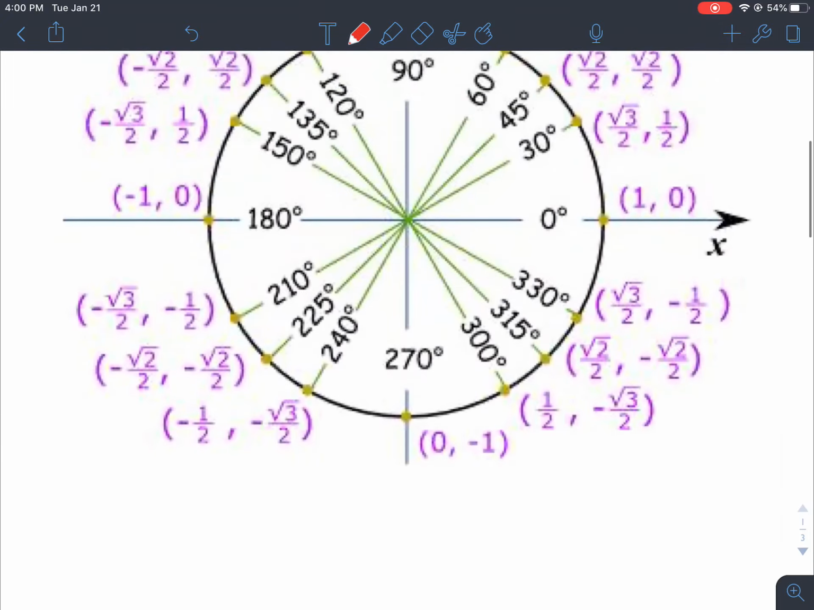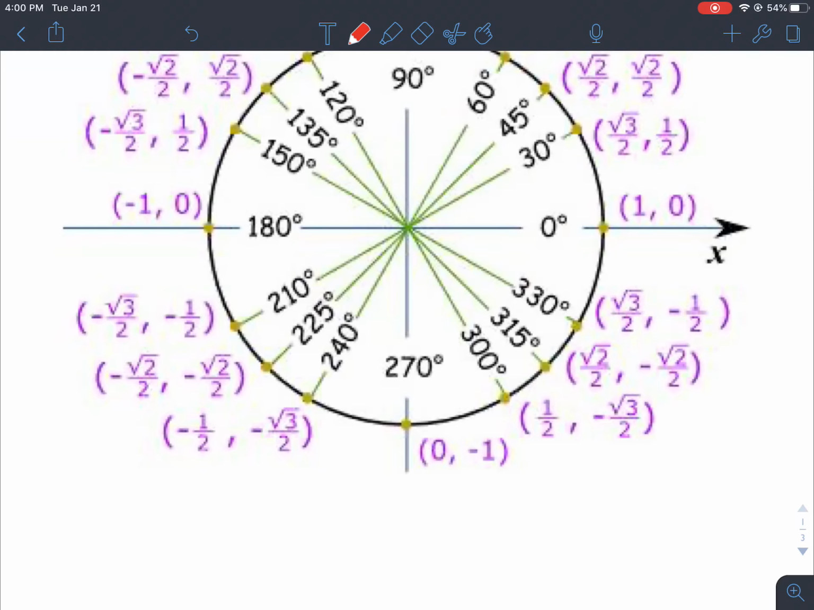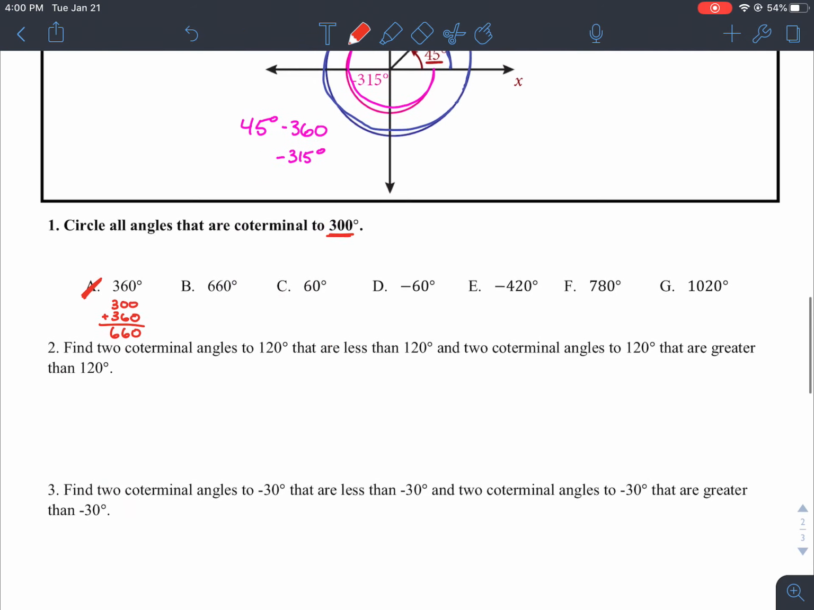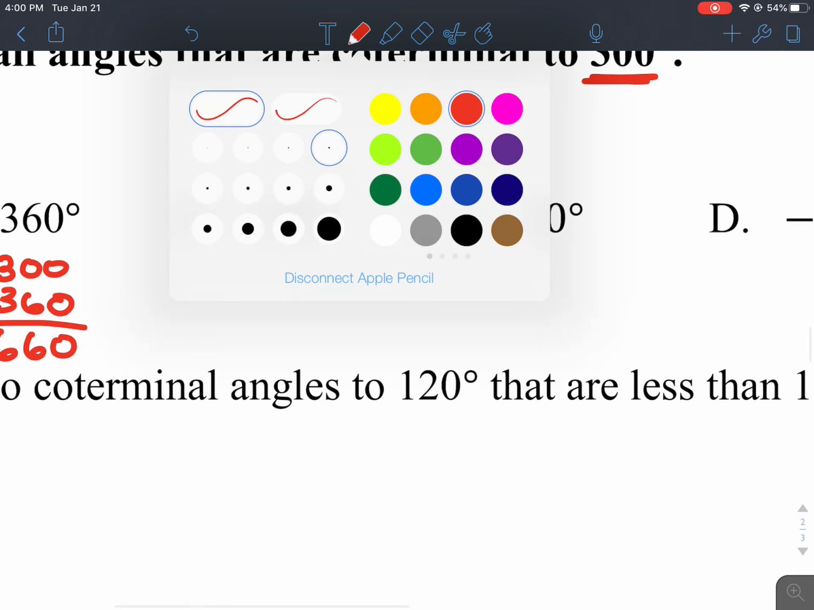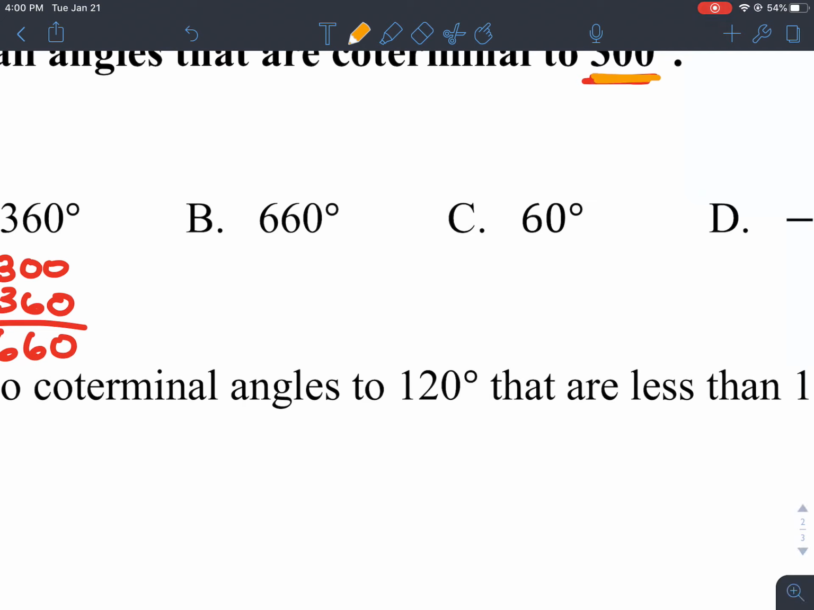Now, we can see that very clearly on our unit circle as well, that 360, which would be right here at 0, and 300 are not in the same place. Okay. So now we want to check, what about 660 and 300? So we're going to take the 300 we start with, we're going to add one full circle to get back to where we started, and we get 660. Therefore, yes, 300 and 660 are coterminal angles.